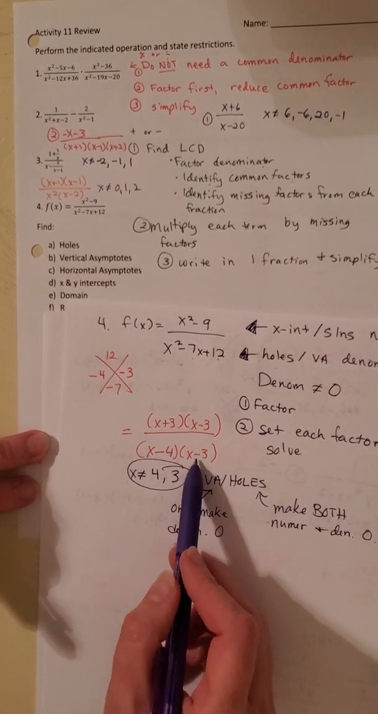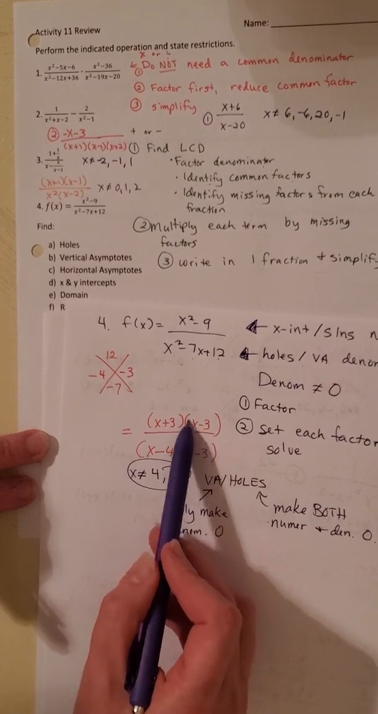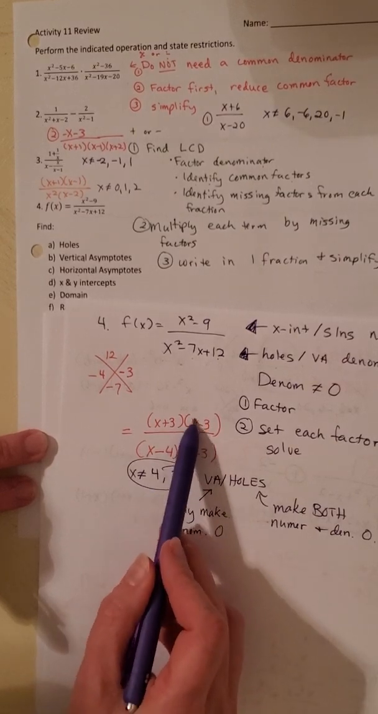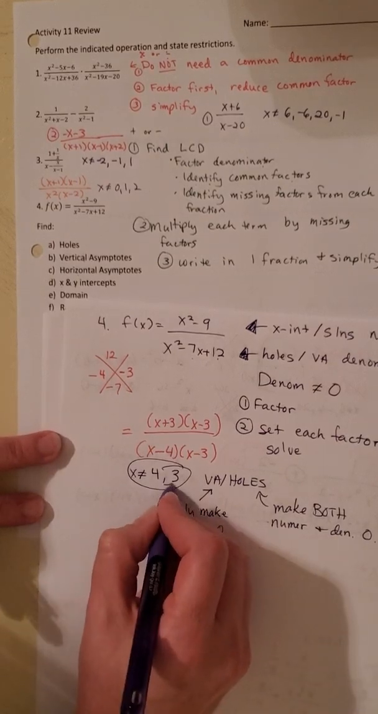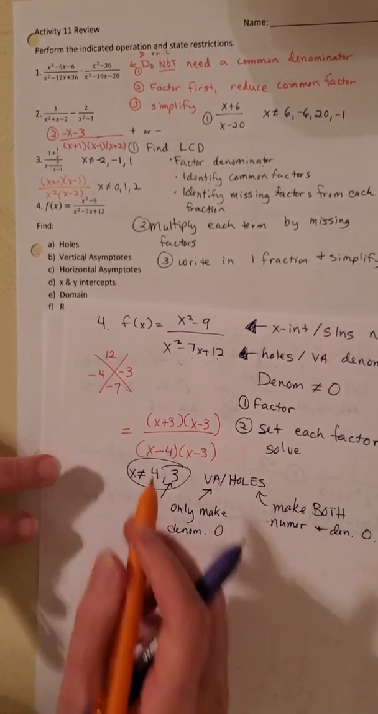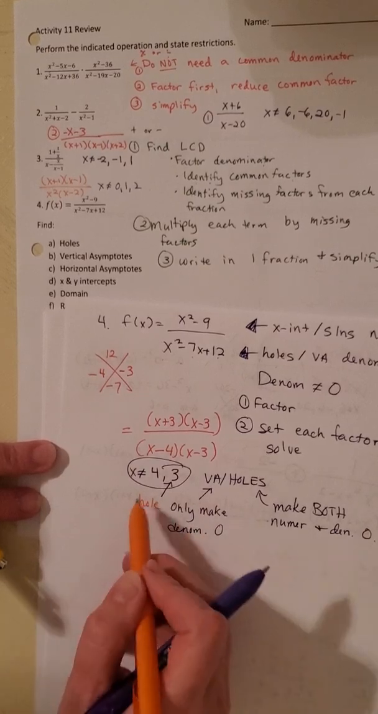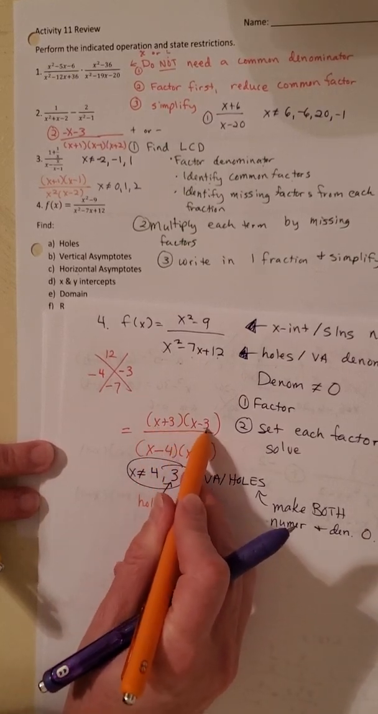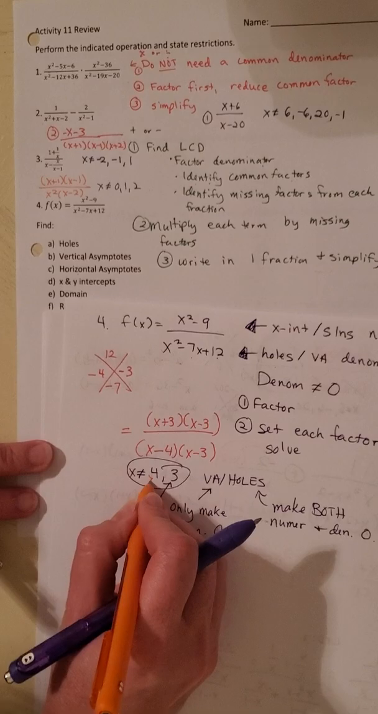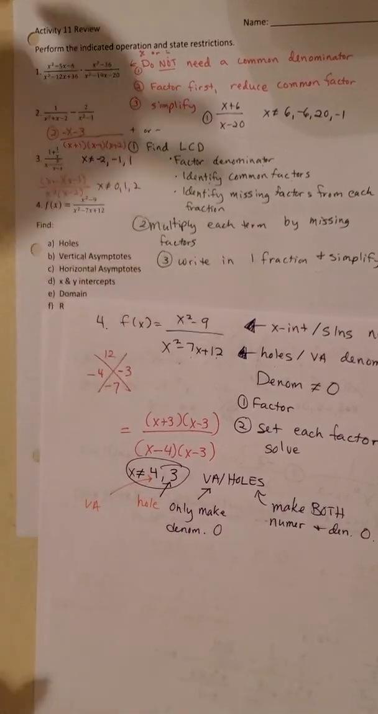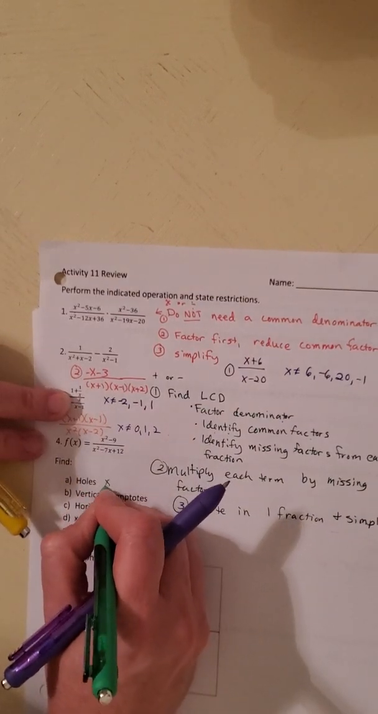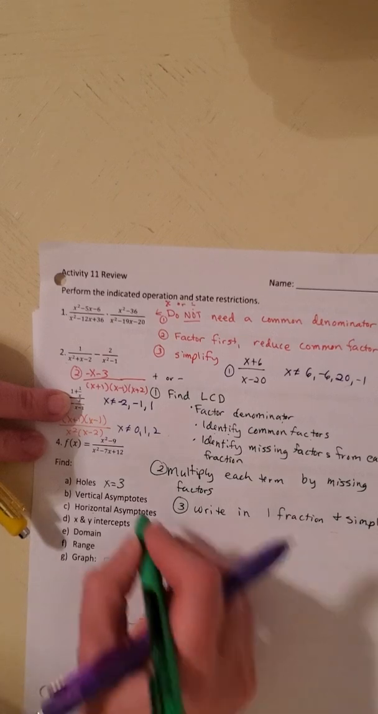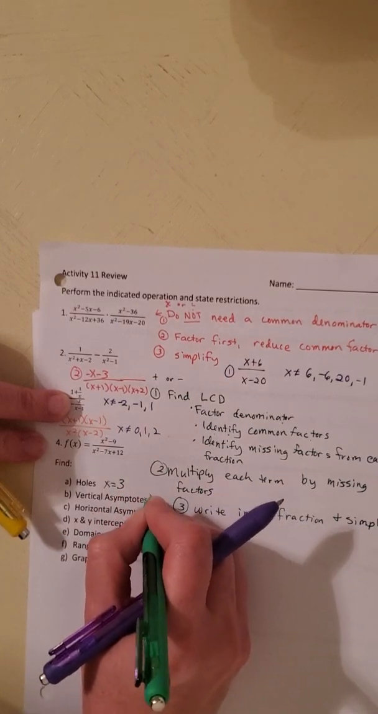Okay, so you can see 3. If I plug in 3 in the numerator, I'm going to get a 0 right here. So 3 is a hole in the graph. But if I plug in 4 into the numerator, I will not get 0. So 4 is a vertical asymptote. All right, so we're going to go ahead and put that on here. So we've got a hole at x equals 3 and an asymptote at x equals 4.